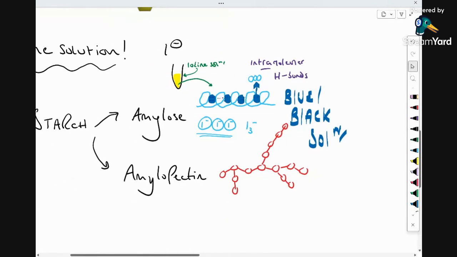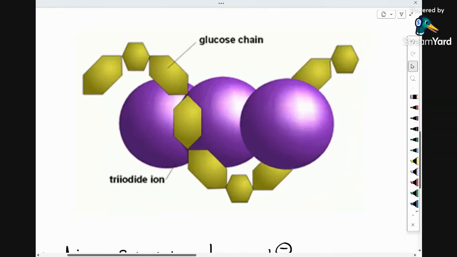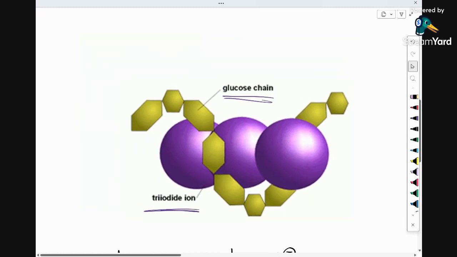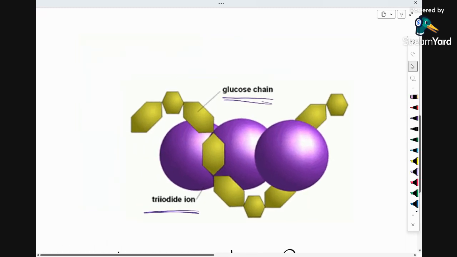And that's all you need to know. And that's shown here. So it's shown here is your triiodide group. So you've got 3 iodide ions, and it is interacting within the coil of the glucose molecule, the alpha glucose molecules in amylose specifically. And you can see the coil kind of wraps around the triiodide ion, altering the light scattering properties of this molecule and the wavelength of light that is absorbed by it.